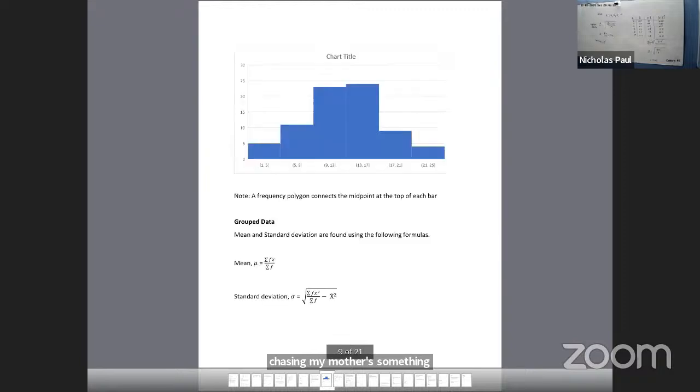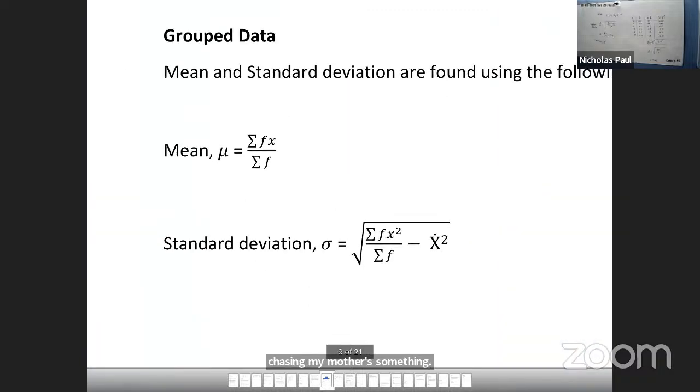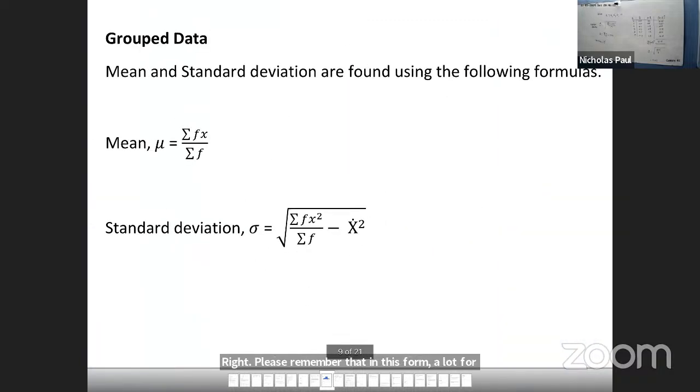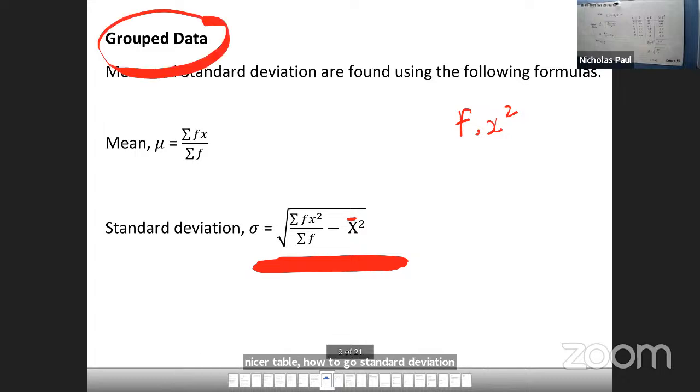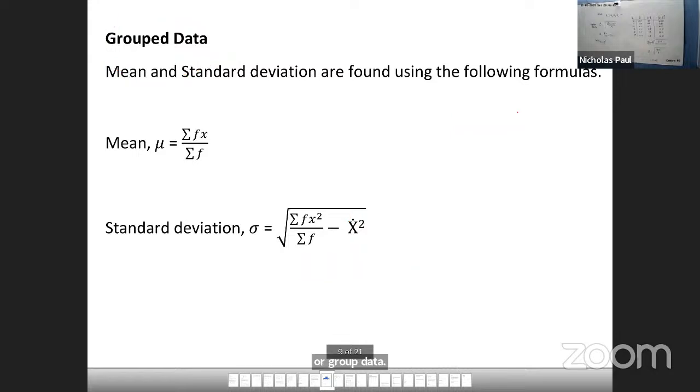Please remember that in this formula for group data, this symbol here is the mean. So what do we need? We need f, we need x, we need to square them and multiply them, and then sum them up. I'm going to show you a nice table for how to work out standard deviation for group data. Watch this example here.